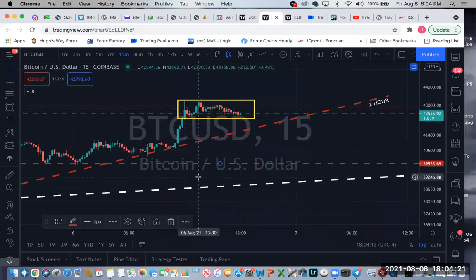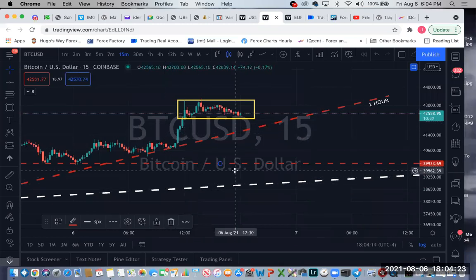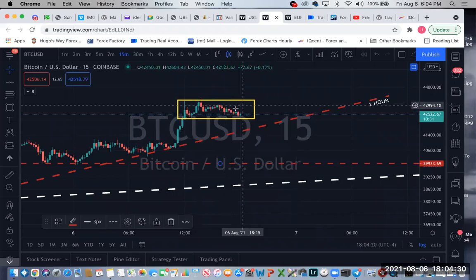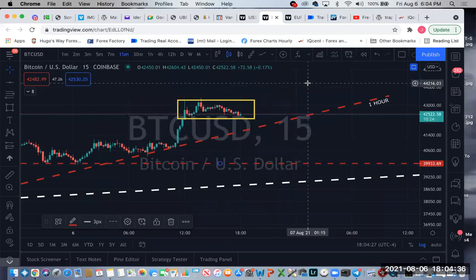So I deal with a lot of, like I said, support, resistance, Fibonacci. This is really how I trade Bitcoin, in sections. Once it breaks out of here, I'm waiting for it. And if it hits this 1 hour line and keeps going up, I'm going in for a buy.